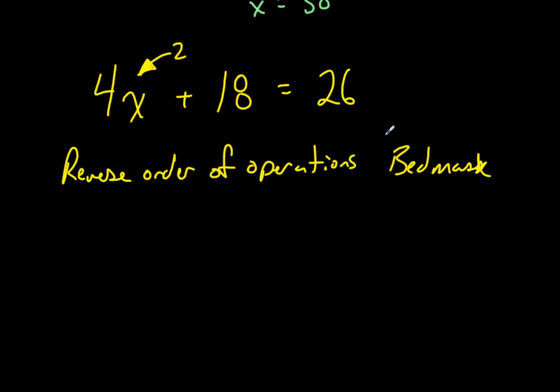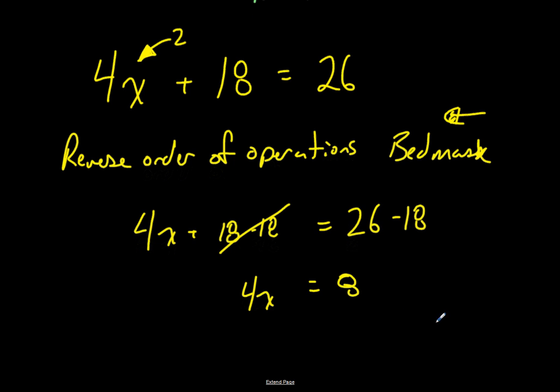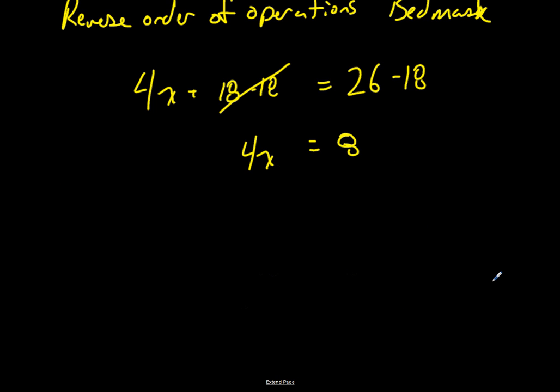Normally, order of operations tells you you've got to multiply first, okay? But in the case of solving algebraic equations, we go in reverse order. So we've got to do the addition and subtraction part first. The first step is going to be to subtract 18 from both sides. So 4x plus 18 minus 18 equals 26 minus 18. 4x equals 8.